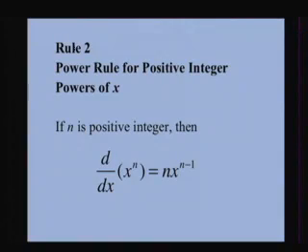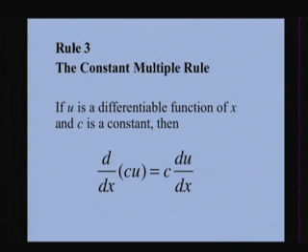All right. Next rule, the constant multiple rule. If u is a differentiable function of x and c is a constant, then the derivative of c times u is equal to c times the derivative of u.